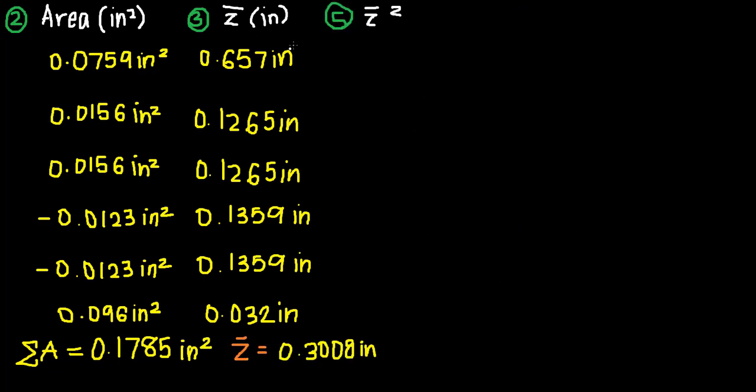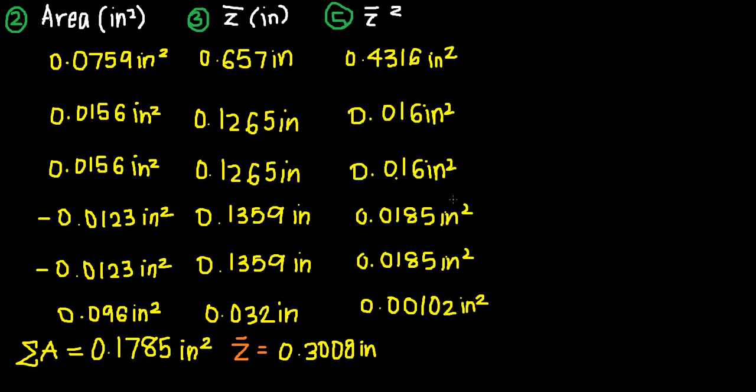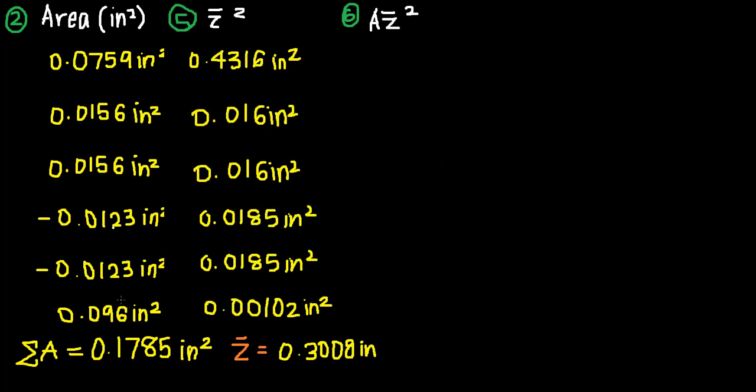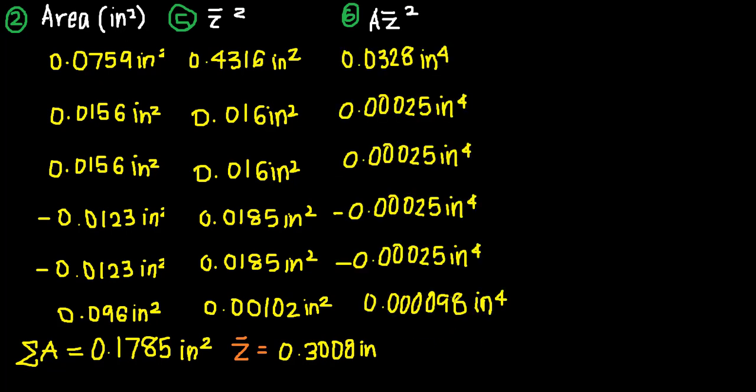So now for our 5th step, we simply square our z positions. So let's do that. And there you go. So now, let's proceed to our 6th step. We simply multiply our corresponding areas per shape with its new z square. Here we go. So now, let's take our summation. So with this, let us proceed to our final step.